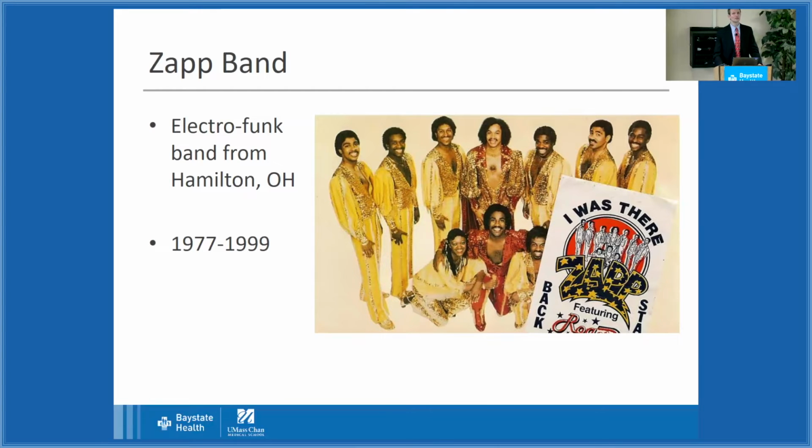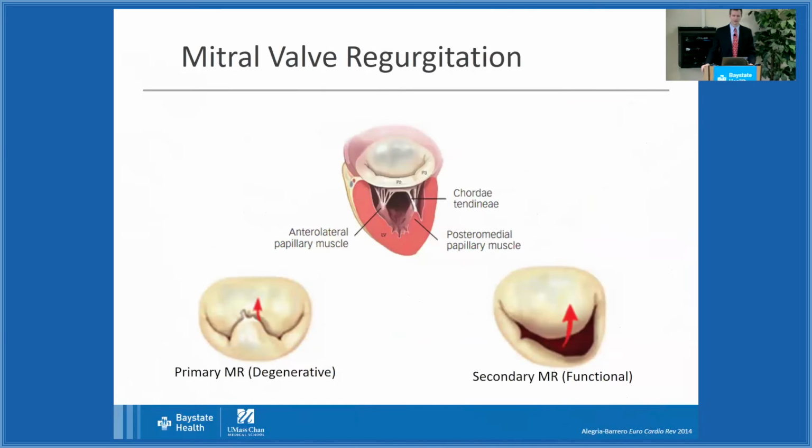Okay, we're going to move on now to talk about mitral valve regurgitation. We're going to talk about two valves, first the mitral valve and then the aortic valve. Those are the two left-sided heart valves. When we speak about the mitral valve, it's important to understand its anatomy a little bit. So I'm going to just give half a second to the anatomy of the mitral valve.